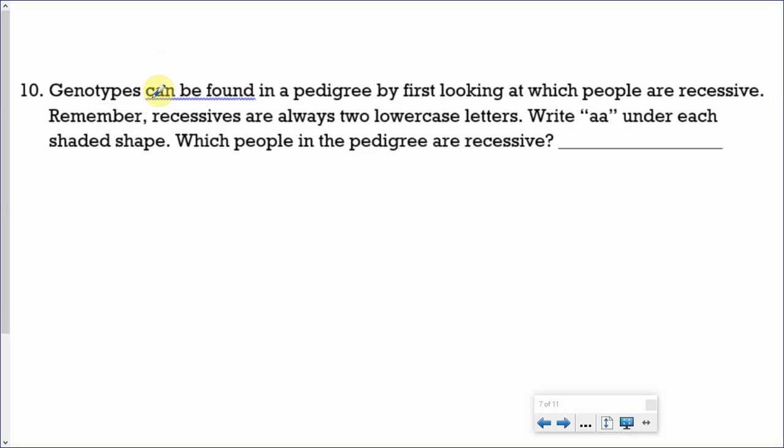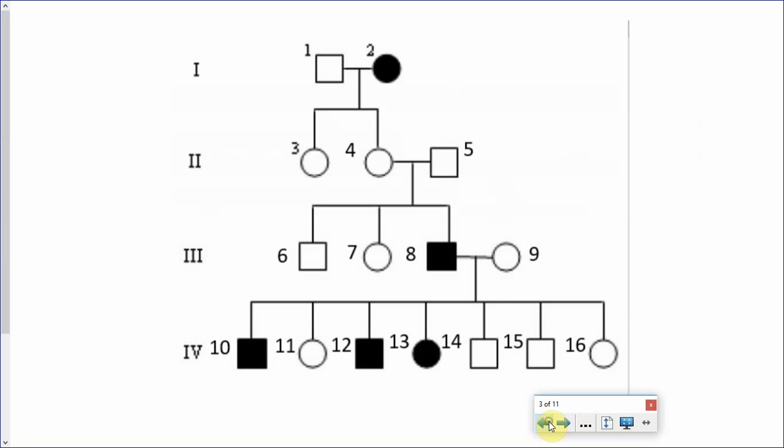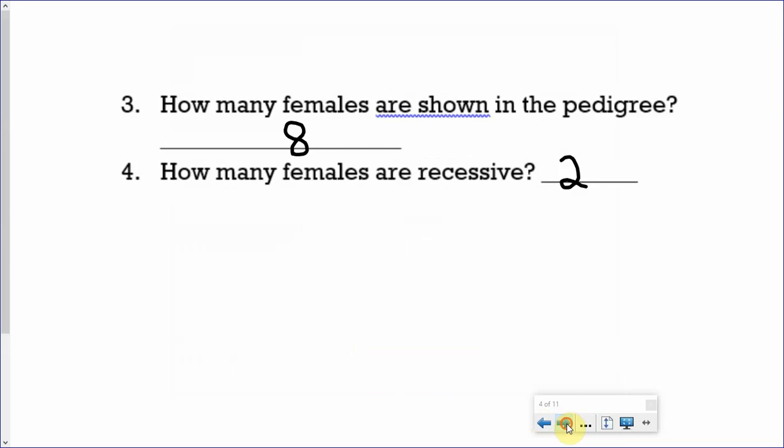So genotypes, as it says, can be found in a pedigree by first looking at people who are recessive. Because remember, recessives are always 2 lowercase letters. So we're going to look at each one of these ones that are recessive in our pedigree, and we're just going to put a little a underneath every one of the shaded boxes. And there's going to be 5 of them here, so we're going to have 5 little a's. So we got number 2, number 8, 10, 12, and 13 all being recessive.